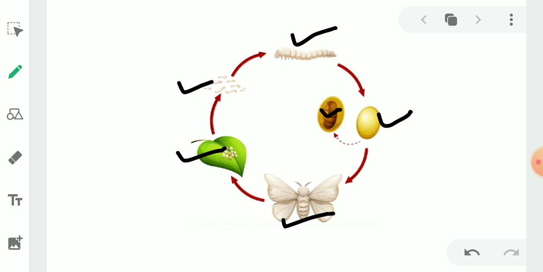Now, the question is how silk is obtained from the cocoon. The larva, after developing to the caterpillar stage, reaches the pupa stage, and from that it forms a cocoon. Now the question comes, how silk is obtained from this hardened substance called the cocoon.